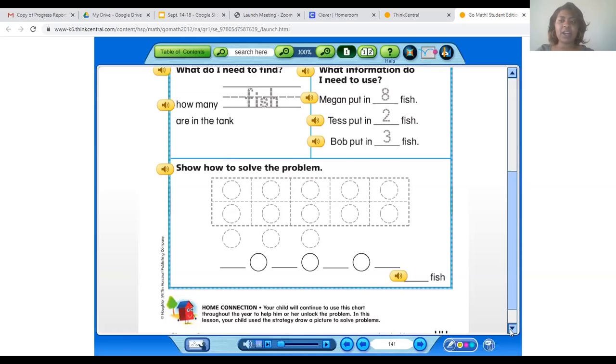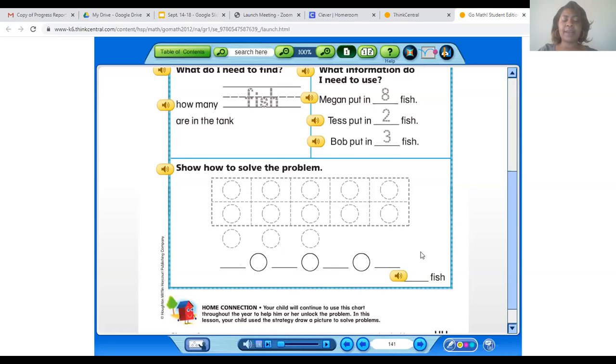All right, so right here we have a 10 frame. So Meg put in 8 fish. 1, 2, 3, 4, 5, 6, 7, 8, and you can trace those. Now Tess, she came along and she put in 2 more fish. 1, 2. So now our 10 frame is full. So we have a complete number of 10 fish from Meg and Tess. Then Bob comes along and he puts in 3 more fish. 1, 2, 3.